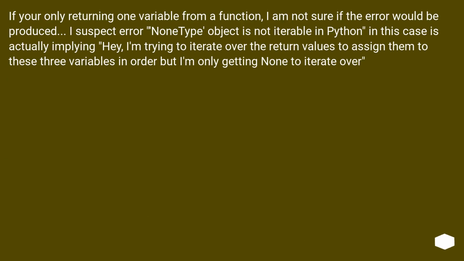If you're only returning one variable from a function, I am not sure if the error would be produced. I suspect the error 'NoneType' object is not iterable in this case is actually implying: hey, I'm trying to iterate over the return values to assign them to these three variables in order, but I'm only getting None to iterate over.